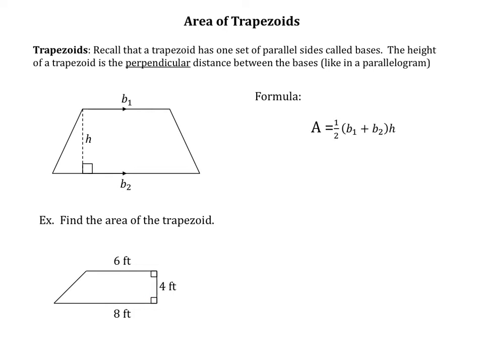So I'm going to plug into my formula, area equals 1/2 base 1 plus base 2 times height. So area equals 1/2, 6 plus 8, my two bases, times my height. I'm going to do what's inside the parentheses first, so I have 1/2 times 14 times 4. So then 14 times 4 is 56, so I have 1/2 times 56. So then the area of my trapezoid is 28 feet squared.